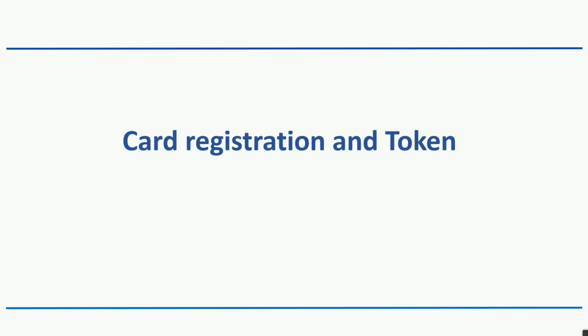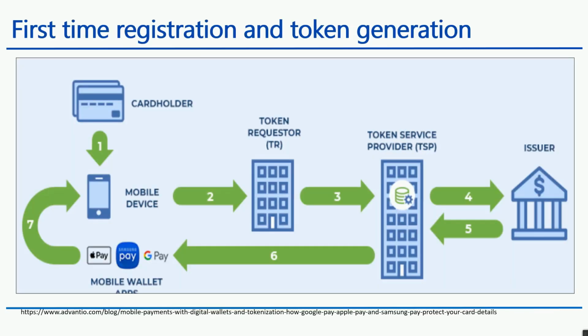Hello and welcome back. In this section, we are going to talk about how card registration happens in a tokenized system. So let us understand that through a diagram. Let us look at the diagram right away. The first-time registration and token generation: let us look at how it happens.